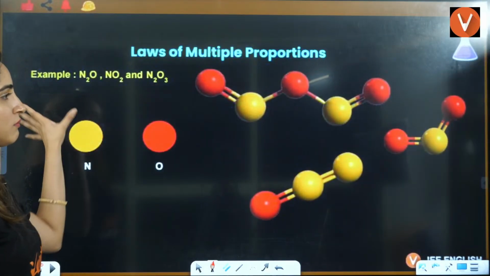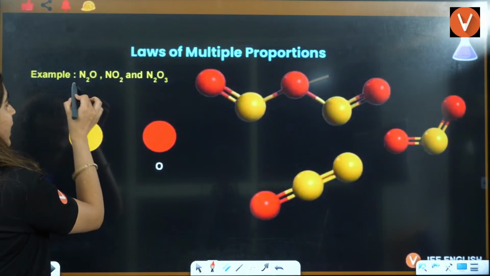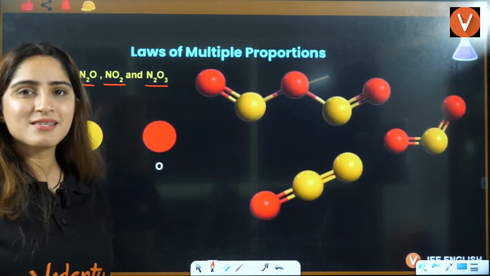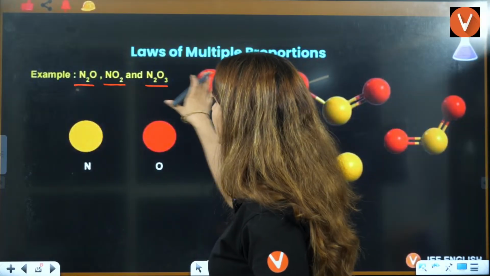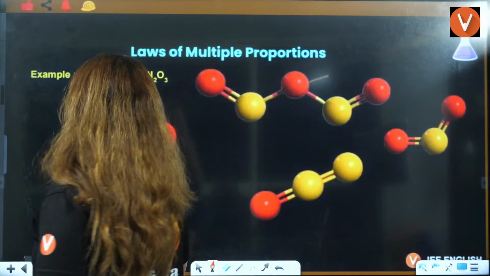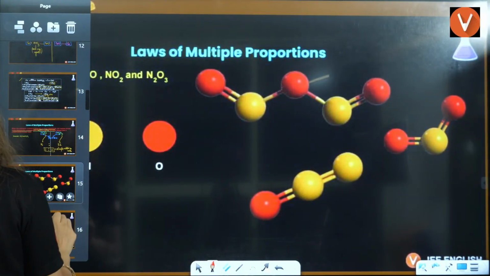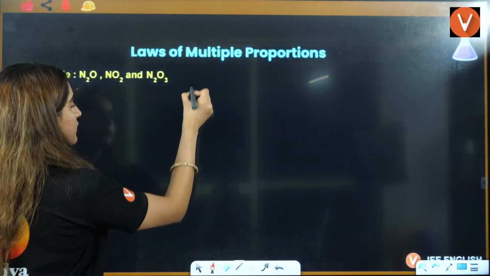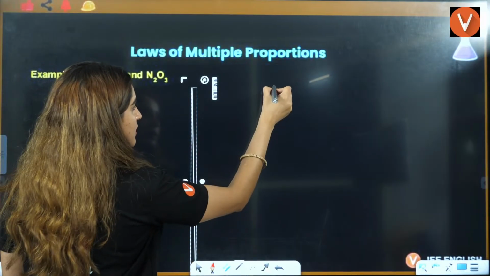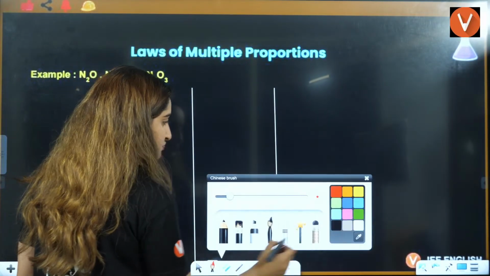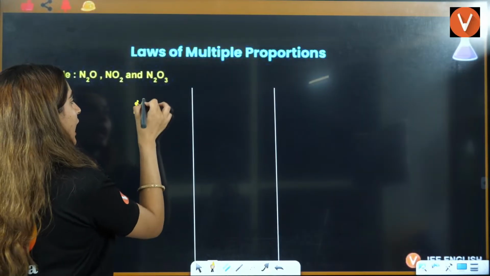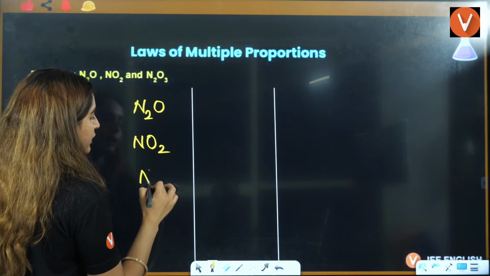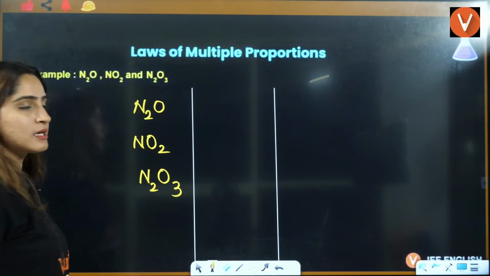Now, other examples are like you have N2O, you have NO2, you have N2O3. Which mass can I fix here? I'll tell you how to fix this. That's a very, very interesting thing, especially for nitrogen.